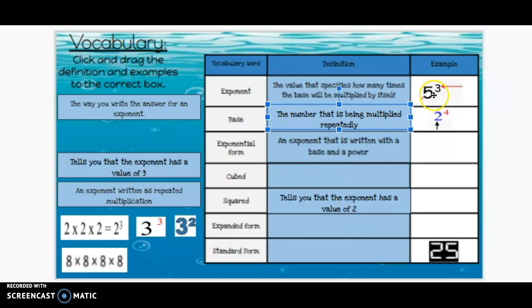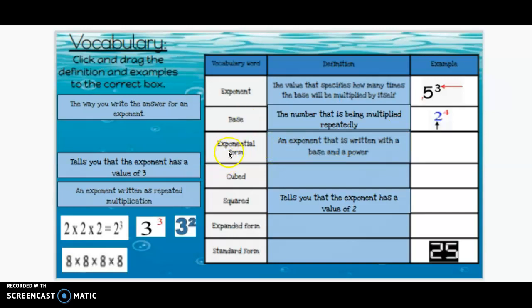So for example, if we had 5 to the third power, or 5 cubed, we would sit here and do 5 times 5 times 5. So pointing to the 2, that's your base. That 2 is being multiplied, so we would write it out as 2 times 2 times 2 times 2. So that would be 4 2's being multiplied by each other.